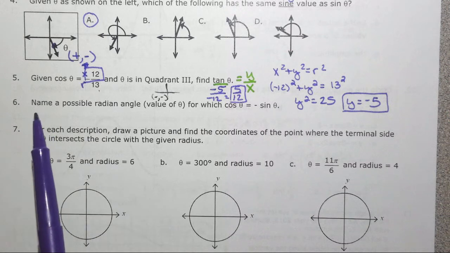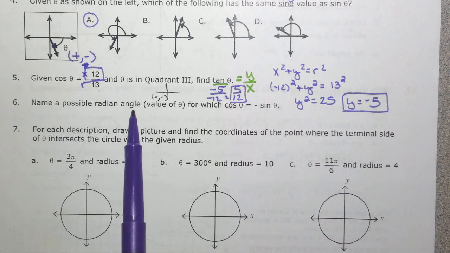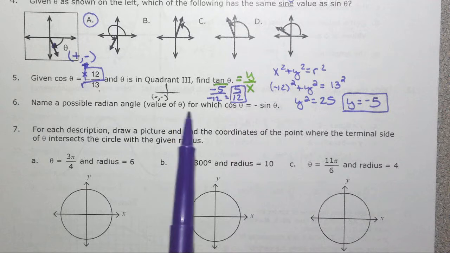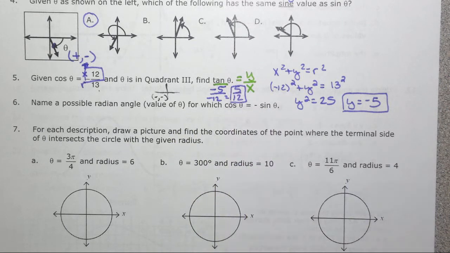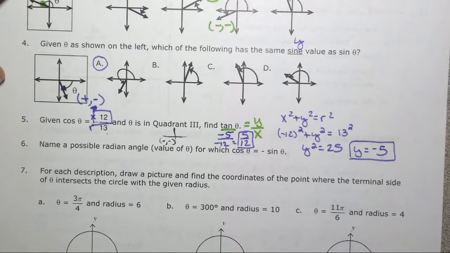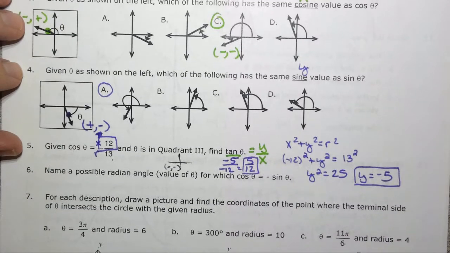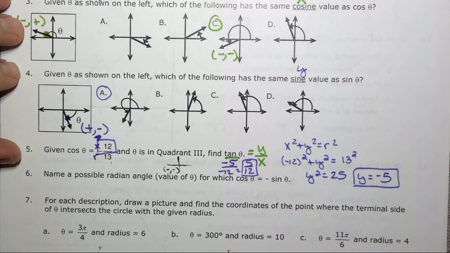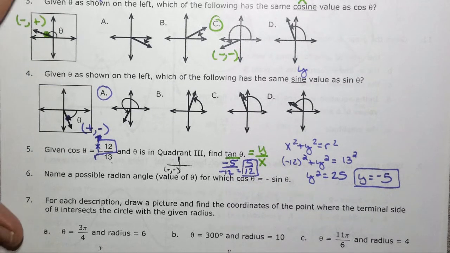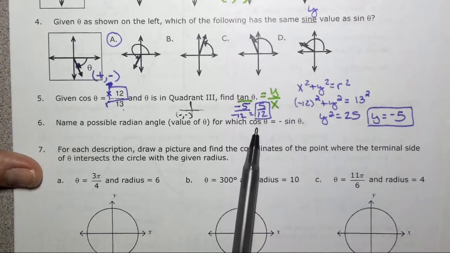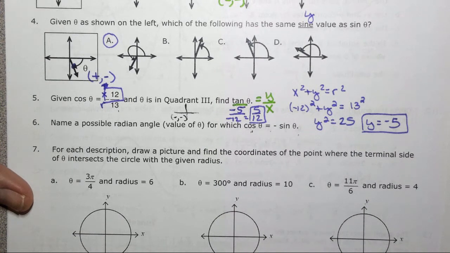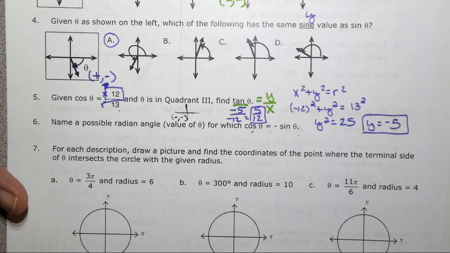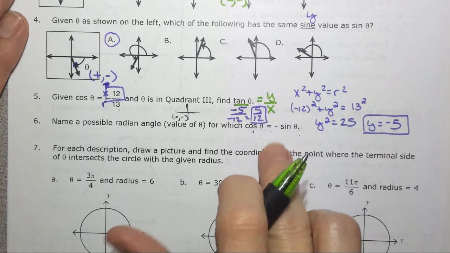All right, on number 6, name a possible radian angle value theta for which cosine theta is equal to negative sine theta. And this is just going to refer back to exactly what we said on 3 and 4. Do you know that cosine means x and sine means y? So what they want to know is where on your circle does the x value equal the opposite of the y value?